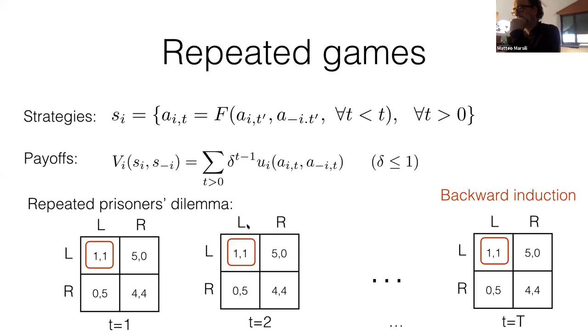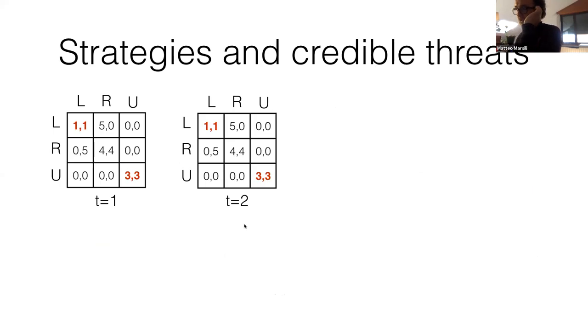Now, things may change if you change the game a little bit. So now this is a game where I have added a new strategy U, okay? And this strategy U is such that now there are two Nash equilibria. So this is LL and UU, okay? And let's imagine that this game is played twice. It's played at time t equal one and at time t equal two, okay?